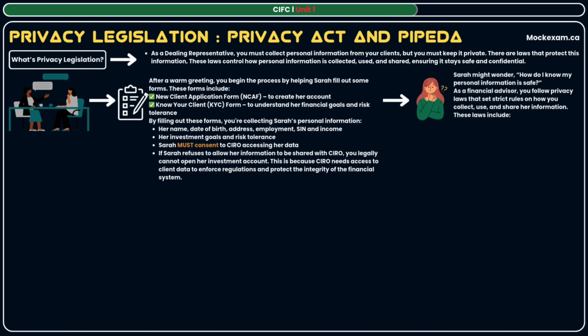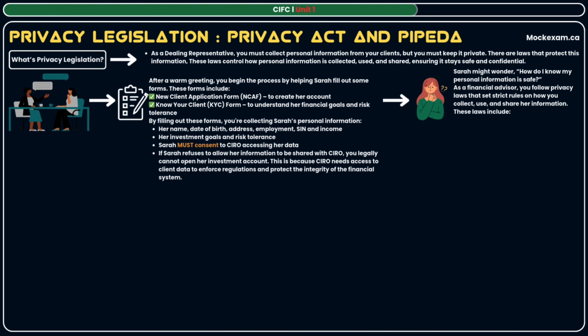Now, Sarah might wonder, how do I know my personal information is safe? She will ask you, how do I know my personal information is safe? Now, you, as a financial advisor, follow privacy laws here, okay? Those laws set strict rules on how you collect, use, and share. Remember, collect, use, and share her information. So, there are three laws. We have PIPEDA, we have the Privacy Act, and we have provincial privacy laws.